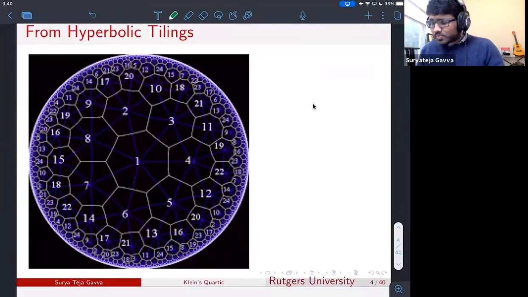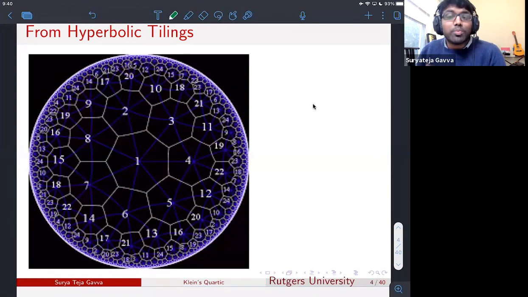So from the hyperbolic perspective, you can think of the surface as being made of 24 heptagons, and every three of those 24 heptagons meet at a single point. And these heptagons form a tiling of the hyperbolic plane.